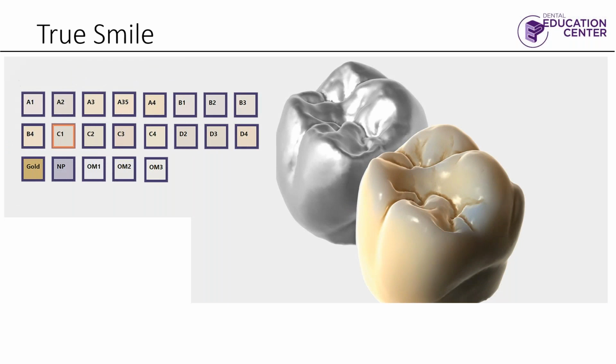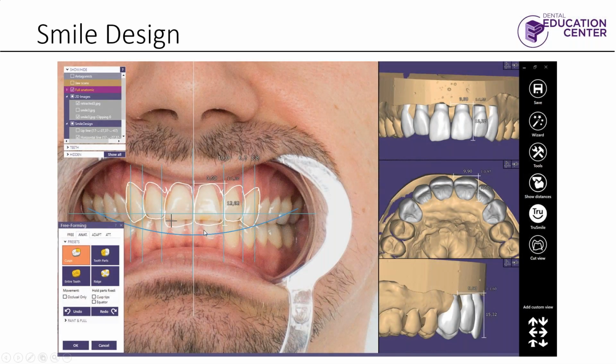This is a True Smile. Back to the True Smile, you can see it comes in a variety of different shades, colors, whatnot. You can even do a gold restoration if you wanted to. Then you would actually put that into the Smile Design software.